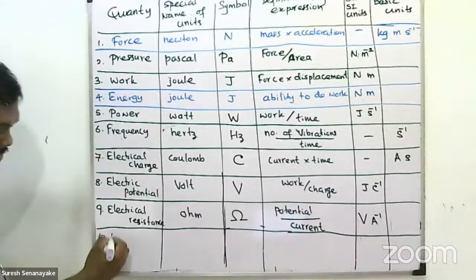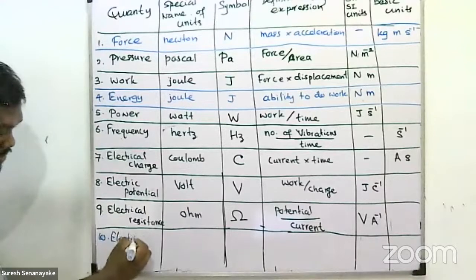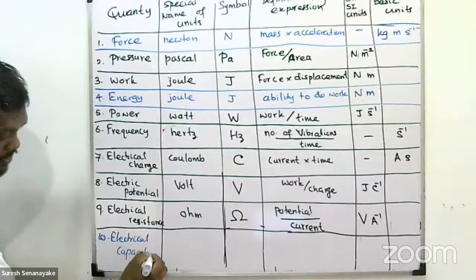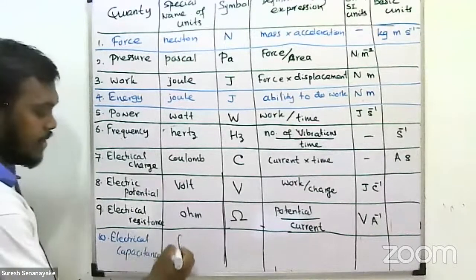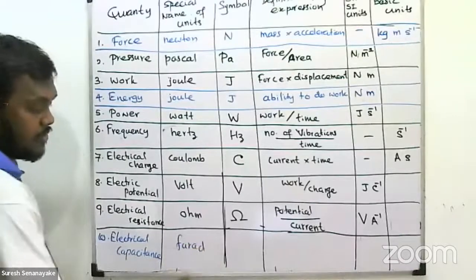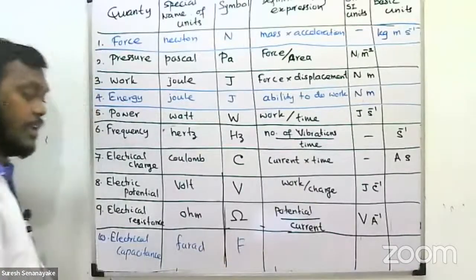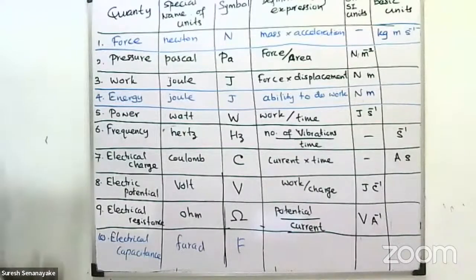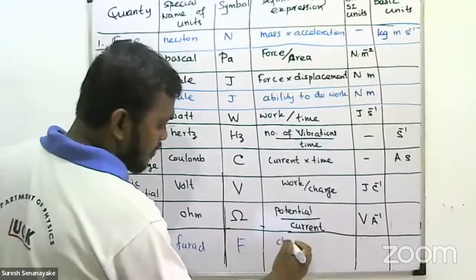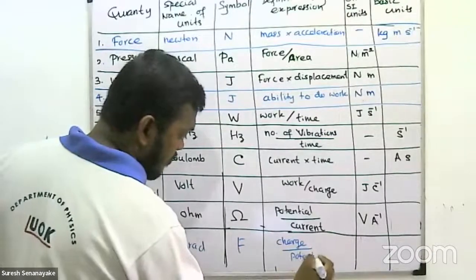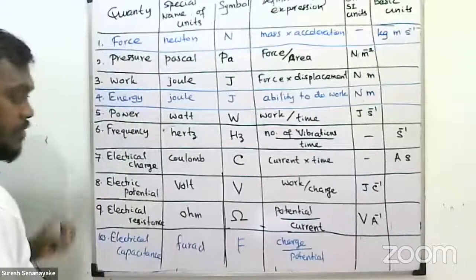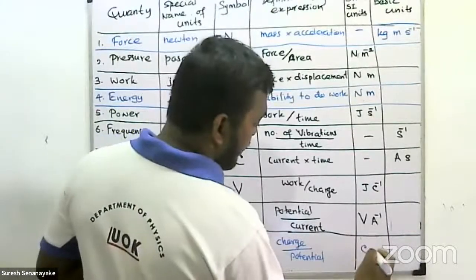Electrical capacitance. Measured in farad. If we use the farad, it's defined as charge divided by the potential. Charge divided by the potential. So it's coulombs per volt.